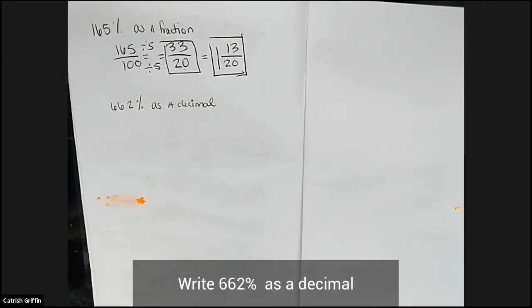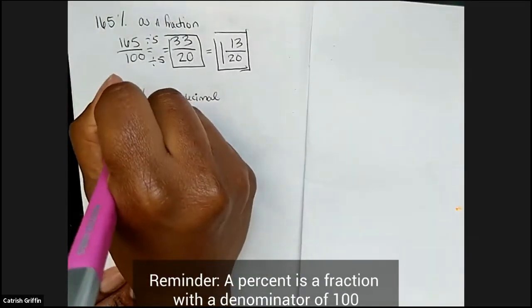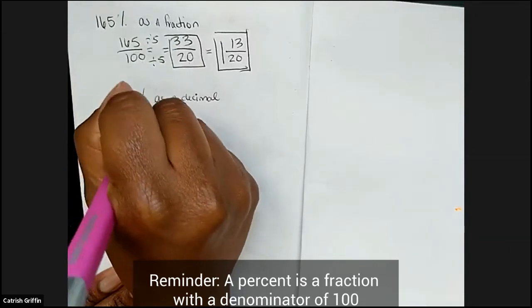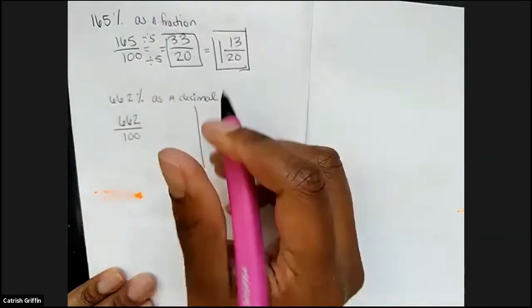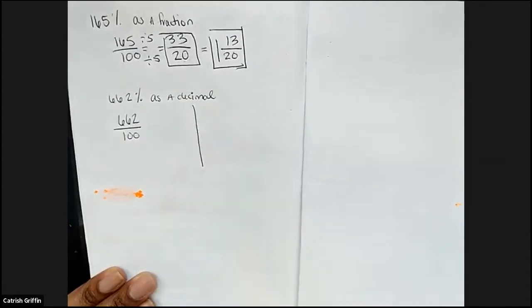So the question asks me to write this as a decimal. I'm first going to write it as a fraction. And so I'm going to solve this in two different ways. I'm going to solve this where I think through the answer, and then I'm going to solve it on the other side where I use a procedural method.